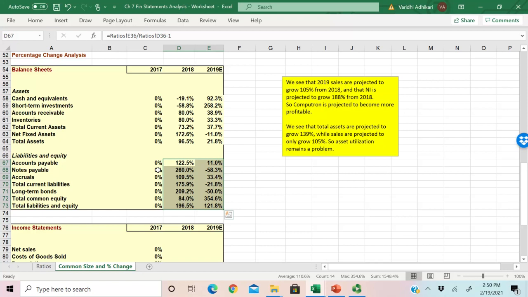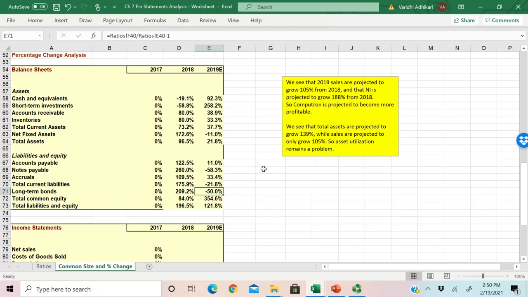We're comparing item to item, okay, not to total assets. But always check that you are doing what you are thinking you are doing. So what do we learn from here? What do we learn from the ratios here?